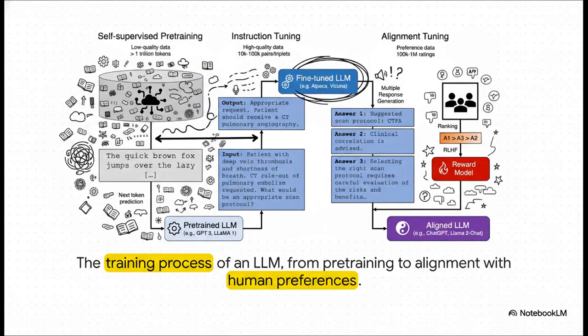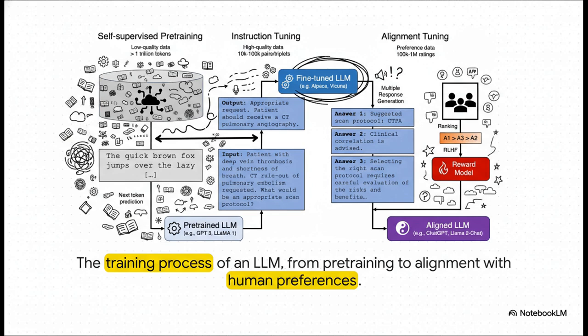This visual lays it all out perfectly. If you follow it from left to right, you can see the whole journey. It all starts with pre-training, where the model just inhales a huge chunk of the internet, learning one simple thing: how to predict the next word in a sentence.